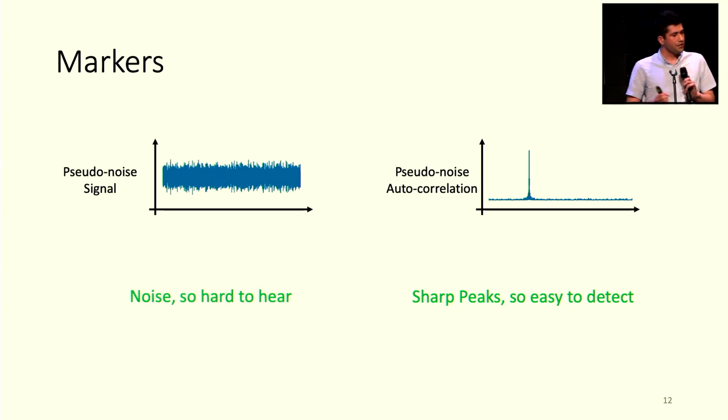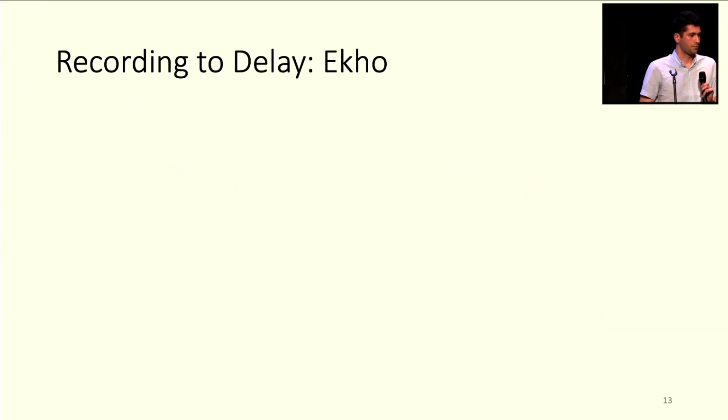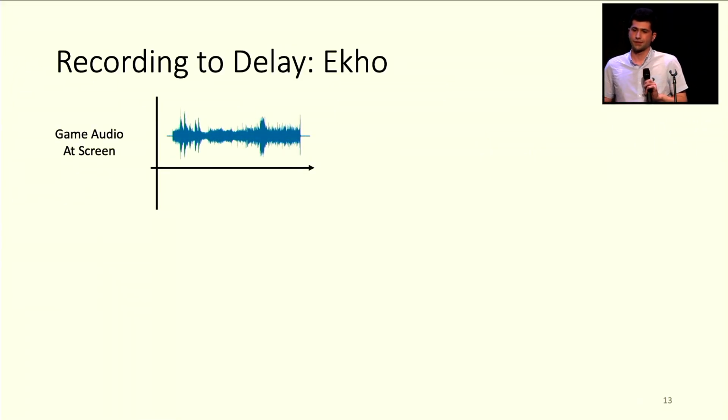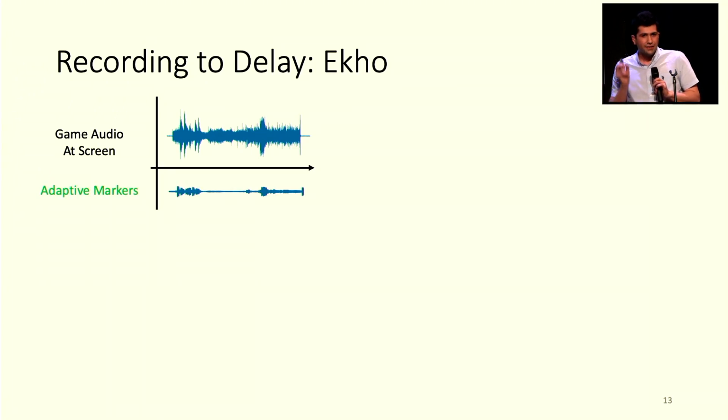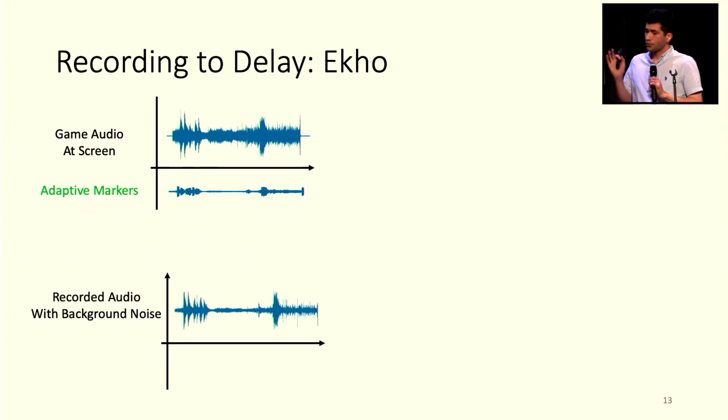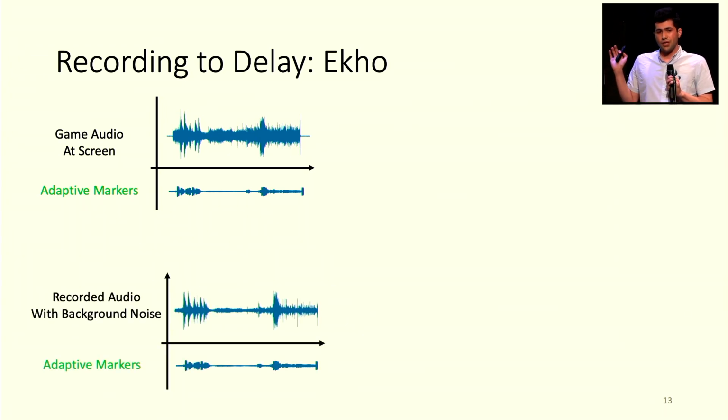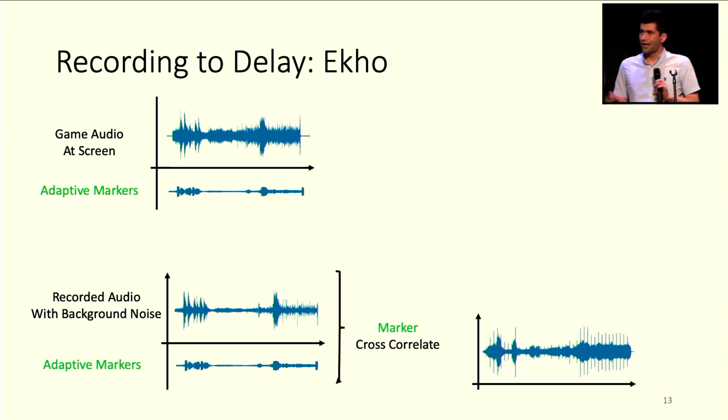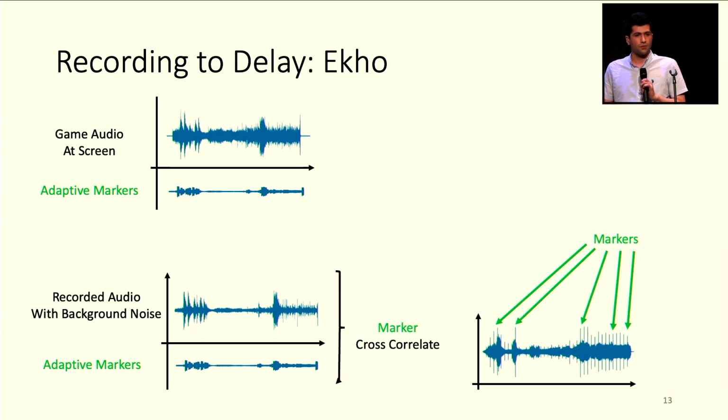But the noisy nature of the signal itself, which is essentially white noise, is going to make it very easy to mask it. And I'll soon explain why that's important. So how Ekho works is, before I send the game audio to the screen side, I'm going to embed these hidden markers inside of that screen audio. When I get the recording from the accessory, I'm going to cross-correlate it to the marker directly. And the resulting signal has extremely sharp peaks. Each one of those peaks is a marker.